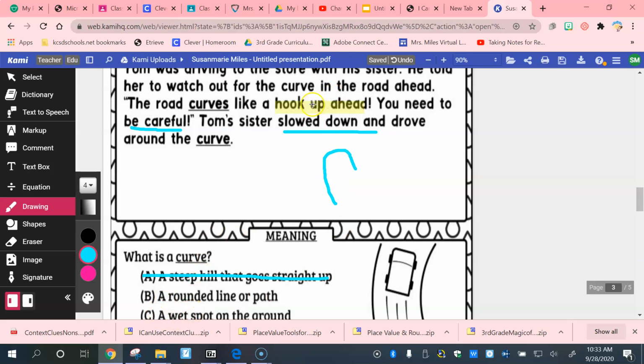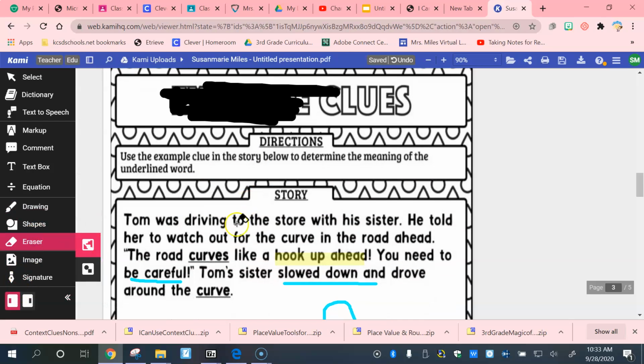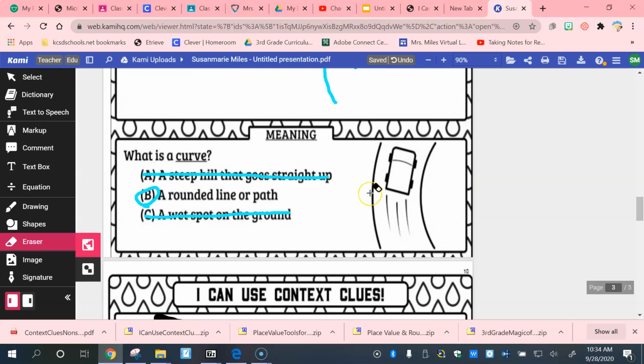What about a wet spot on the ground? Would a wet spot be like a hook up ahead? No, so it has to be a rounded line or path. And what type of clue is this? It says the road curves like a hook up ahead. That pretty much gives us an example. Great job.